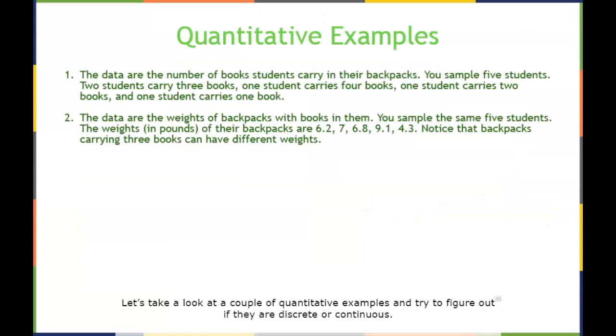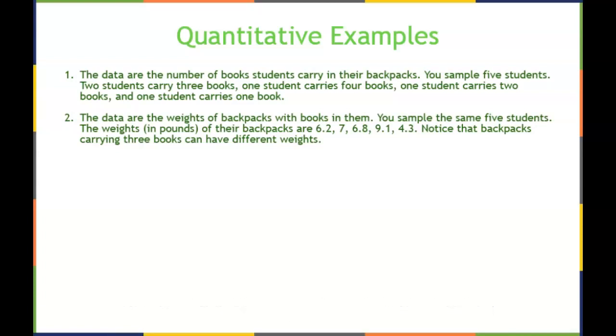Let's take a look at a couple of quantitative examples and try and figure out if they are discrete or continuous. For the first example, the data are the number of books students carry in their backpacks. You sample 5 students. 2 students carry 3 books, 1 student carries 4 books, 1 student carries 2 books, and the last student carries 1 book. Now, would that be discrete or continuous?